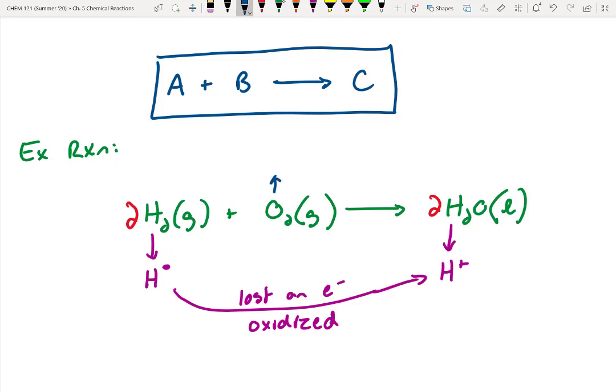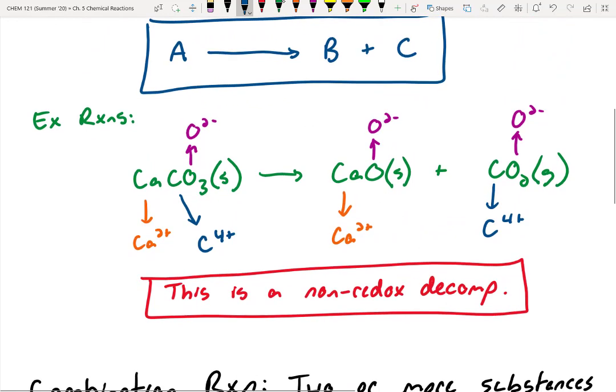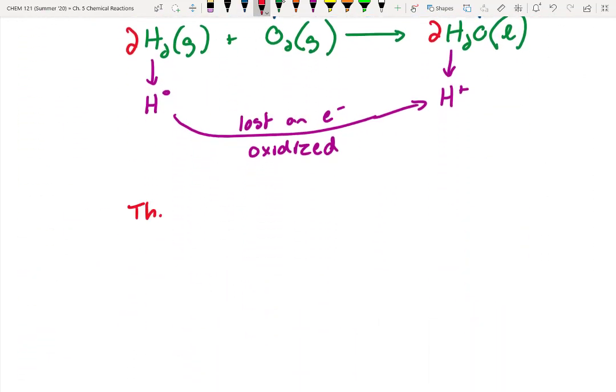But let's double check oxygen. Because this is oxygen by itself, I'll call it oxygen 0. And because this is oxygen in a molecule, I'm going to call this oxygen 2 negative. So it looks like it gained electrons, which means it was reduced. Okay, so in this case, it's pretty clear that it's going to be a redox reaction. So up here, we said that some can be non-redox, but this is a redox combination reaction.